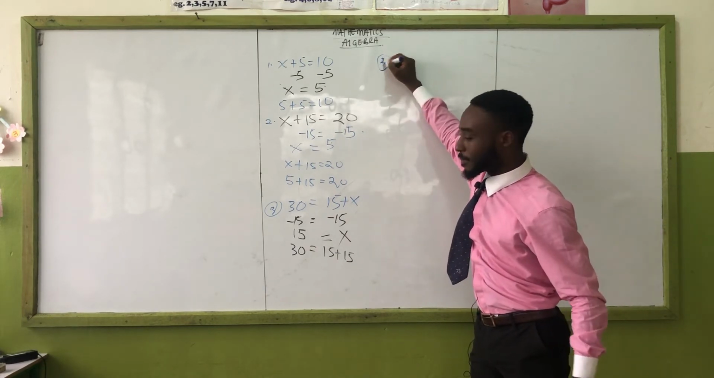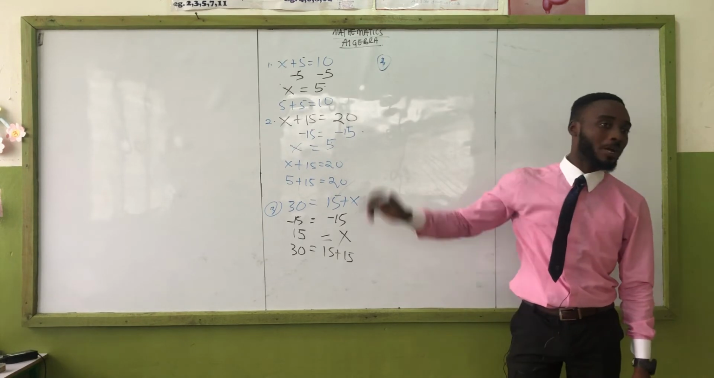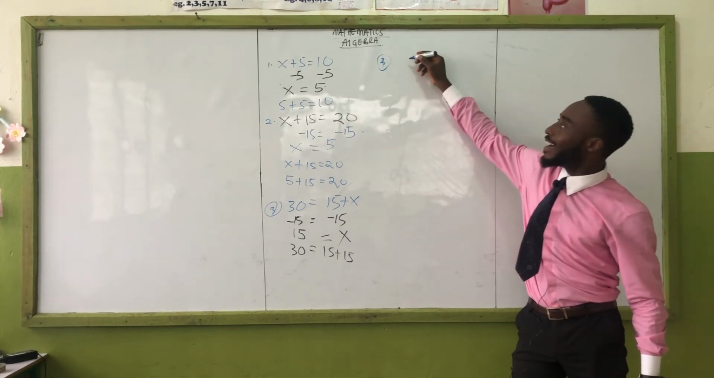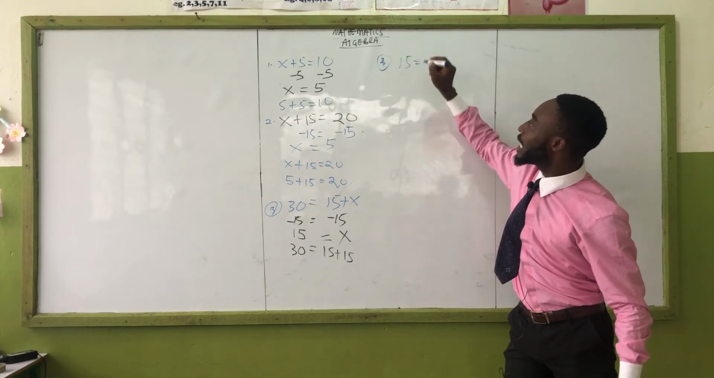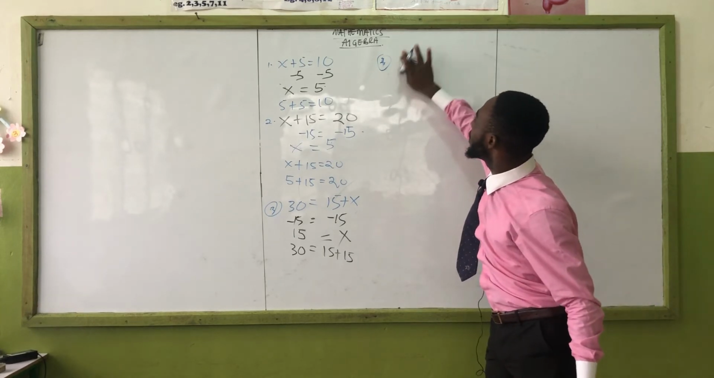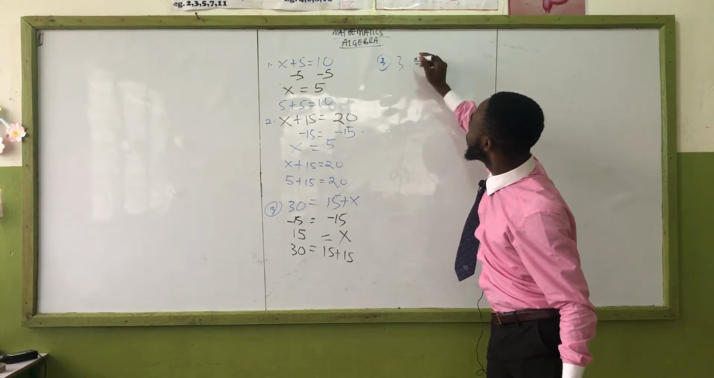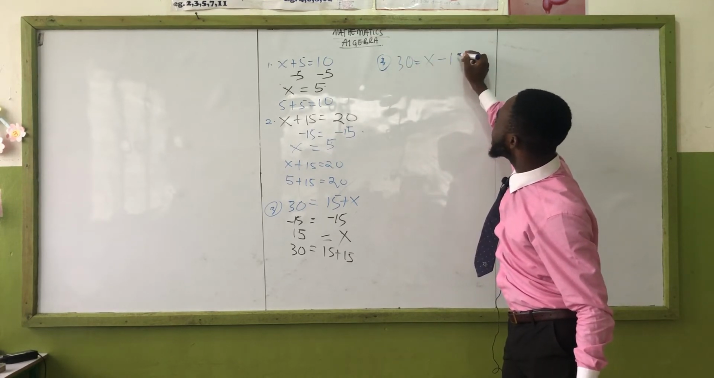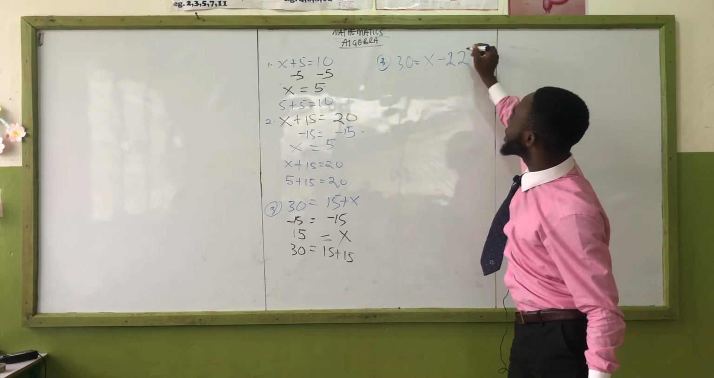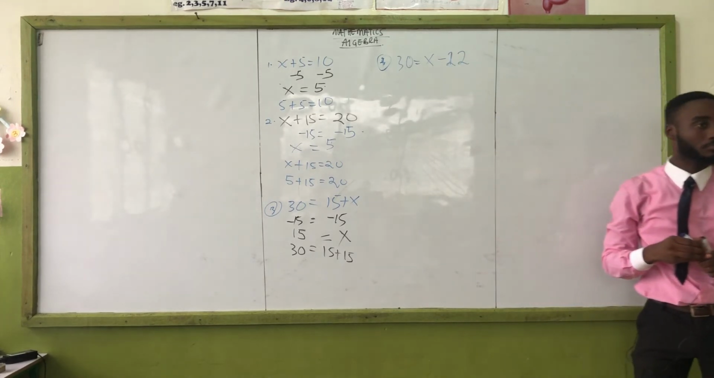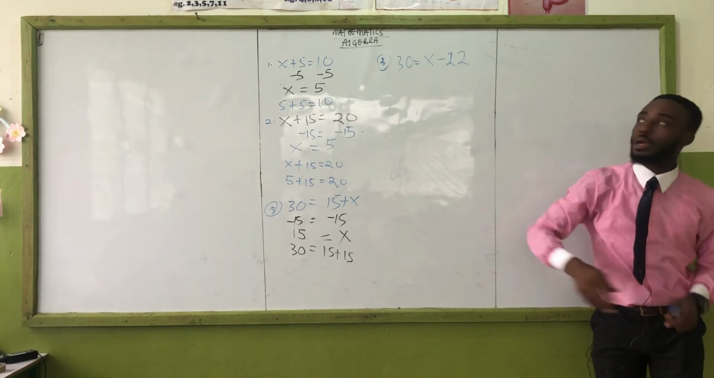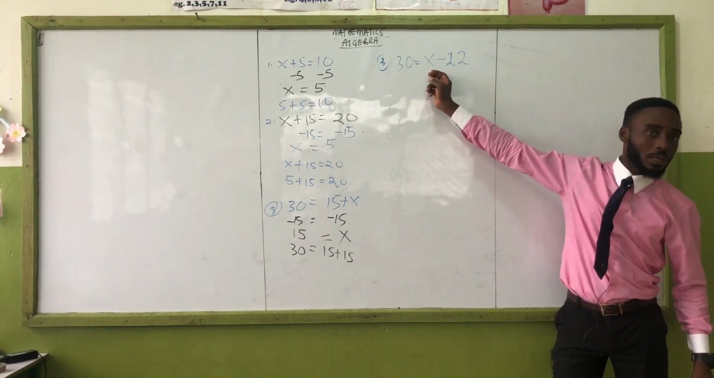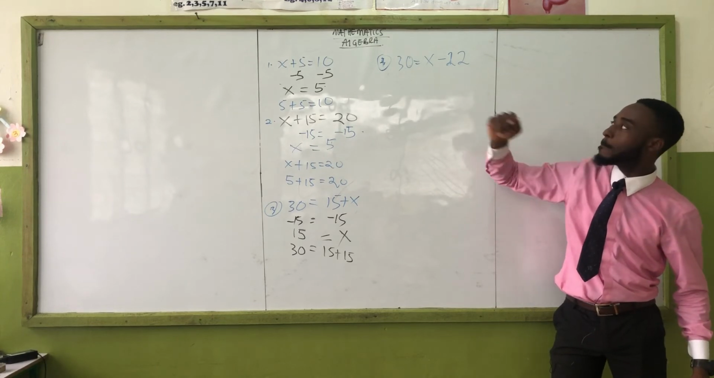So number 4, right? What if we have the question this way? Can you all pay attention? All right. We have 30 is equal to x minus 22. What do you think I'll be doing? Watch here. I have 30 is equal to x minus 22. What do I do? What's the first step now?